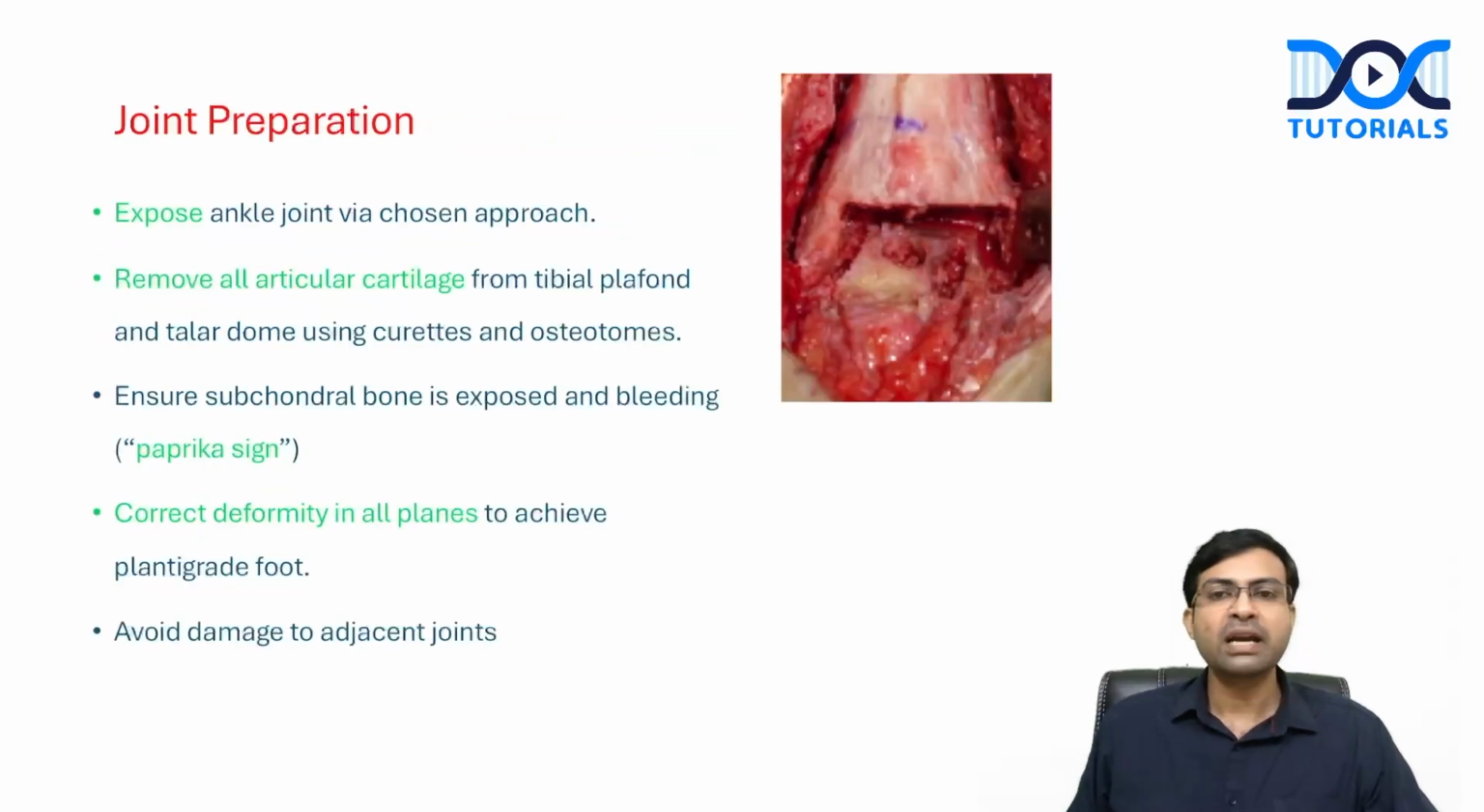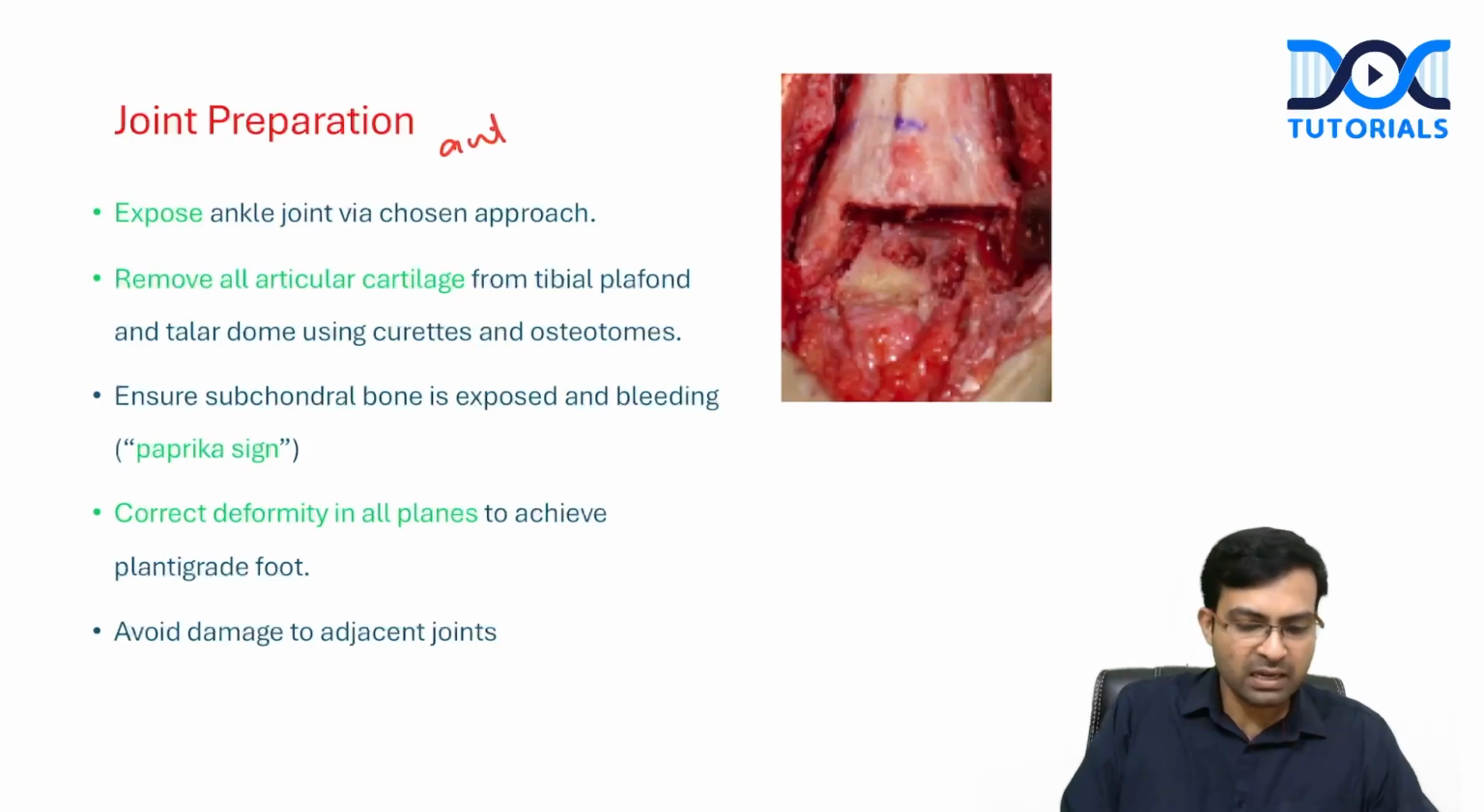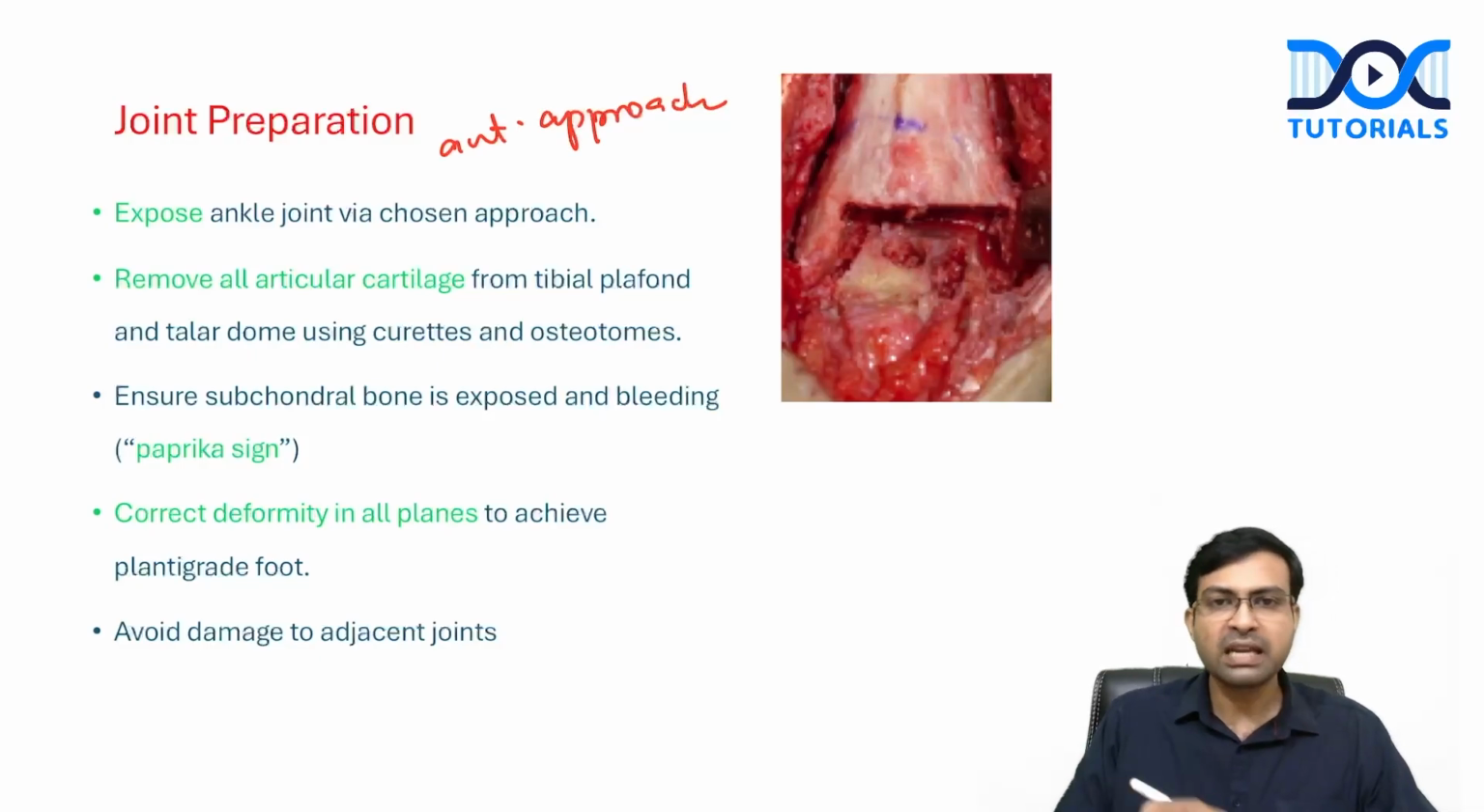After this, you go ahead and open up the joint. Generally, the anterior approach is used. You expose the ankle fully, then you will see the undersurface of the tibia here. Remove the cartilage and the subchondral bone from there. And then here also on the upper surface of the talus, you remove the cartilage and remove the tough bone from there till you reach bleeding subchondral bone.